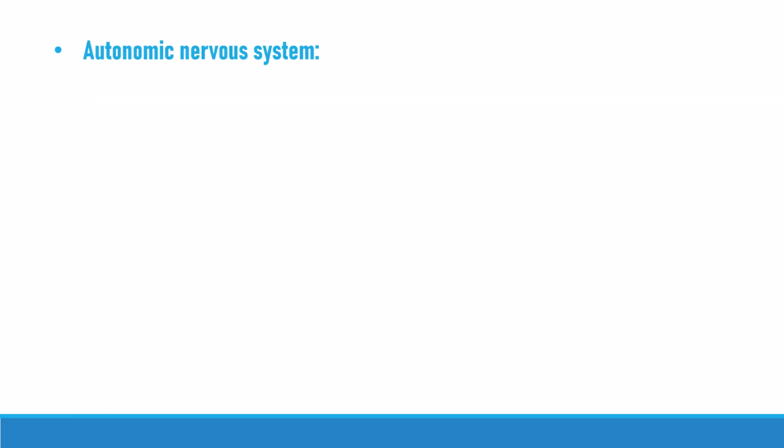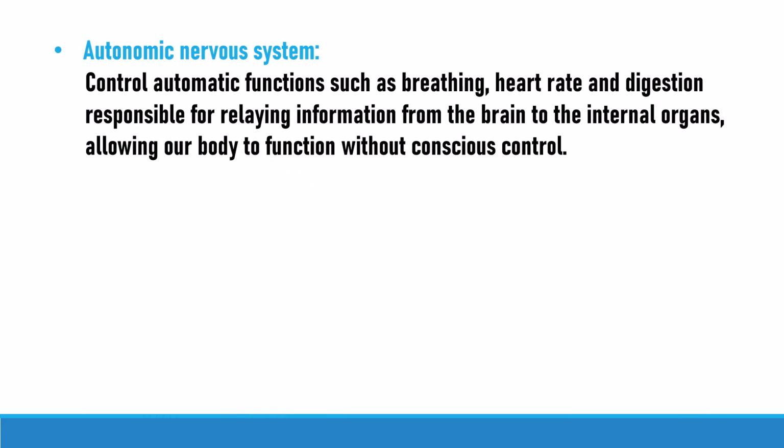Next is the autonomic nervous system. The autonomic nervous system controls involuntary movements, automatic functions such as breathing, heart rate and digestion, responsible for relaying information from the brain to the internal organs, allowing our body to function without conscious control.